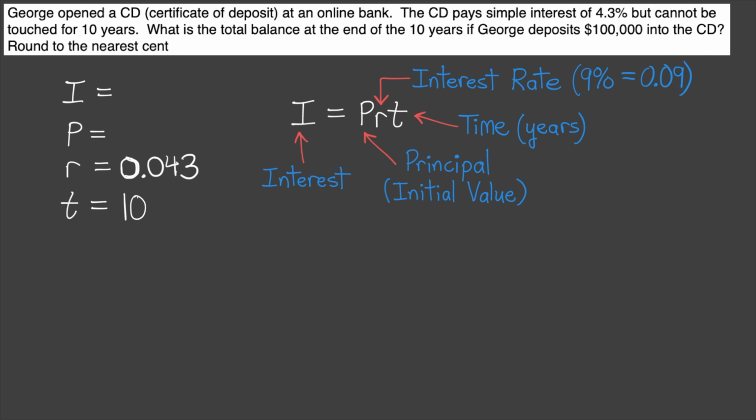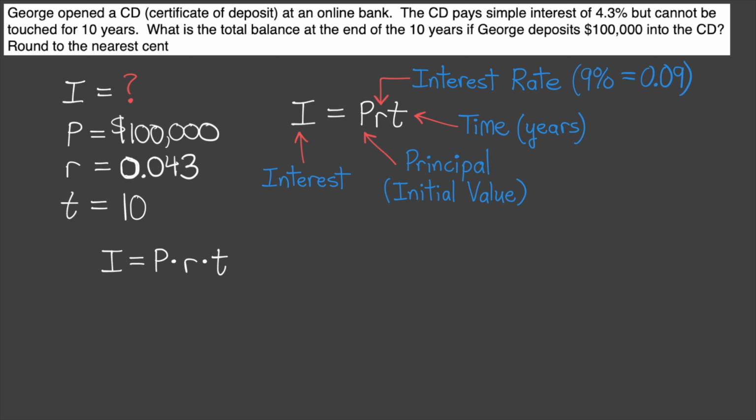Next, what is the total balance at the end of the 10 years if George deposits $100,000 into the CD? So he deposited $100,000 into the CD. So that is our principal, or initial value. So P equals $100,000. And because they're asking for the total balance at the end of the 10 years, we are actually not looking for interest, but we need to calculate the interest to help us find the total balance. So I'll put a question mark here, but that won't be our final answer, but we will need that to find our final answer.